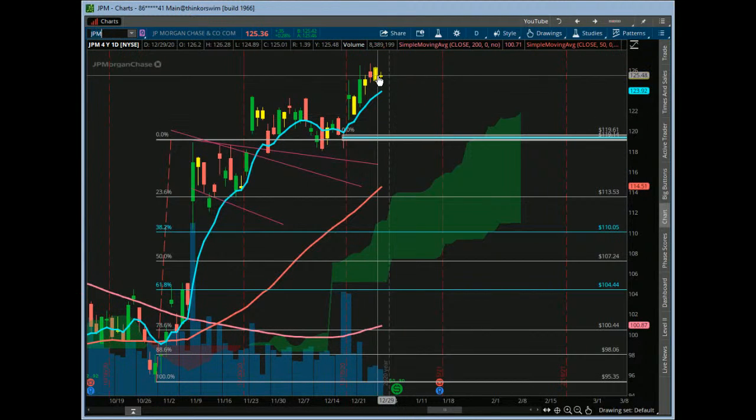JP Morgan, wild action here today, but double inside day on JP Morgan. I like that. Great find on double inside day on JP Morgan. So let's see if that can break out one way or the other.